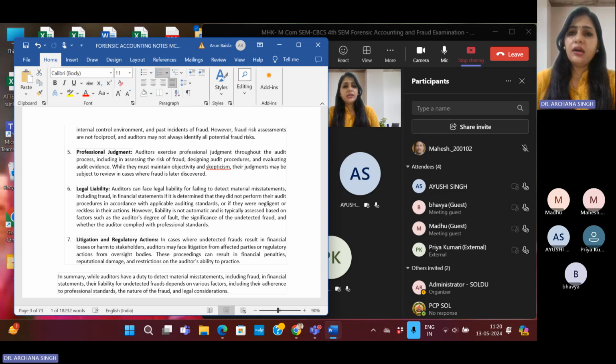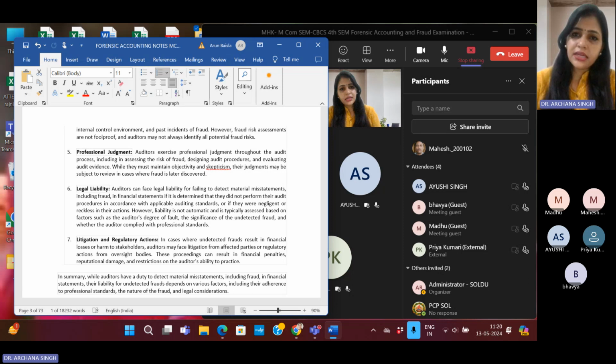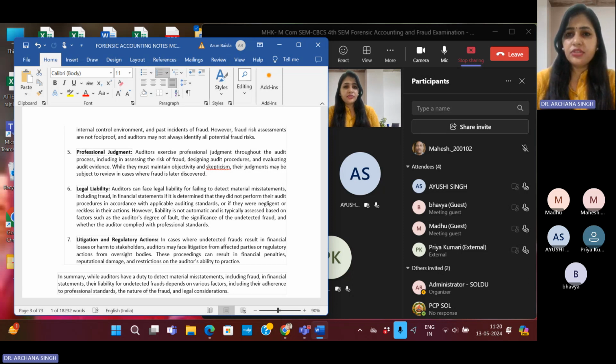If they fail to detect the material misstatements, that is, the fraud in financial statements, and did not perform their audit procedures well according to the accounting standards that they were supposed to follow, then they were negligent at that time or reckless in their actions. So auditors can face a legal liability in that case.